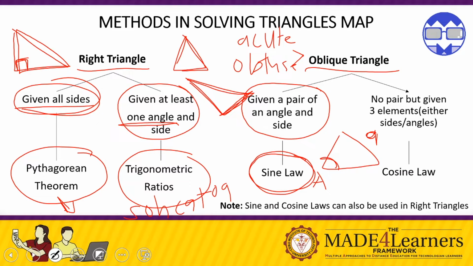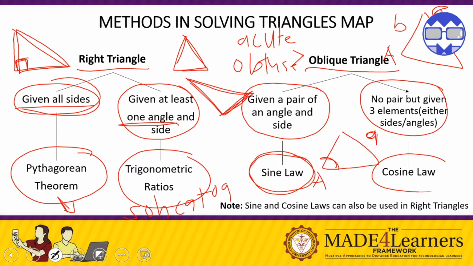And of course, if there are no pairs, but given three elements, either sides and angles. For example, we have this triangle here, we're given side A, then we're given side B here, then we're given angle C. So we have side, angle, side. If it happens, we're going to use cosine law. Or if we're given three sides, it's also possible that it's an oblique triangle but the given are all the sides. So we are going to use cosine law.